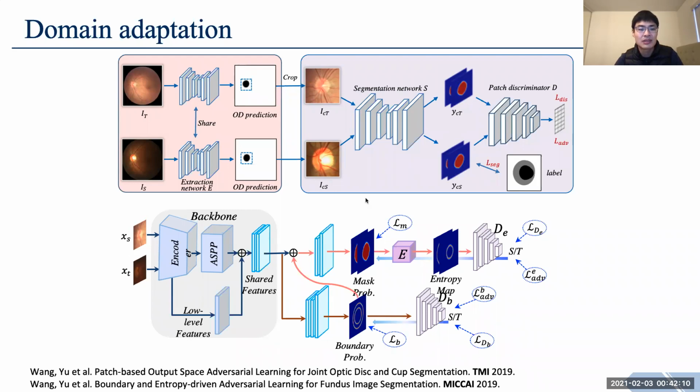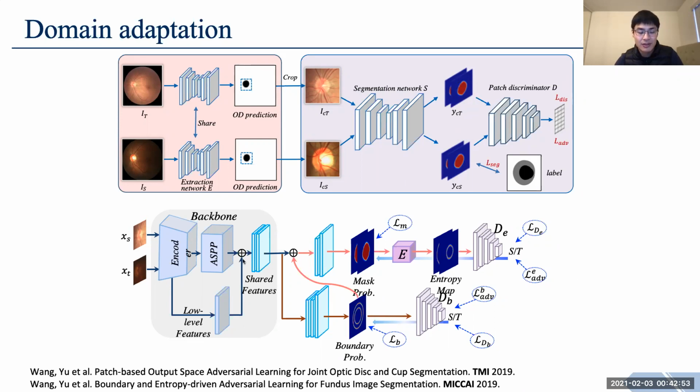The general idea of these two methods is very simple, because in the input space, we can see there are some appearance differences among the images from different domains. But in the output space, that means the optic disc and cup segmentation maps, they have some similarity. So based on this similarity, we propose the output space adversarial learning strategy. The key idea of this method is we use a discriminator to encourage the network to generate very similar predictions for the image from the source domain and the target domain.